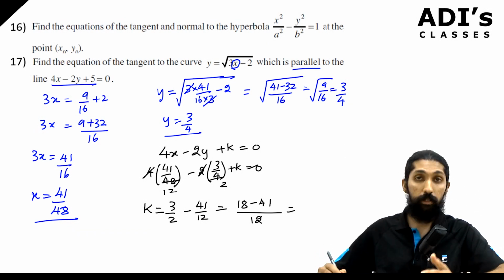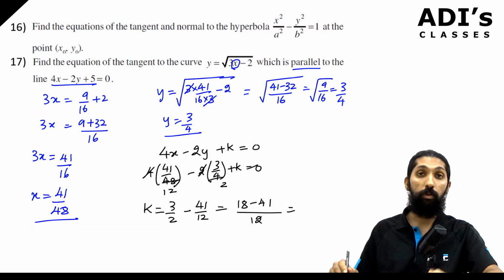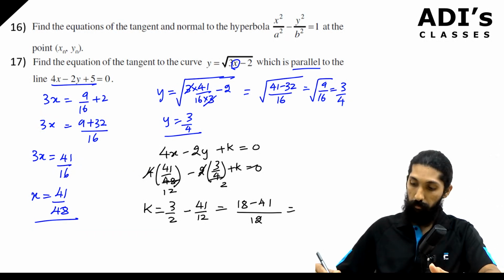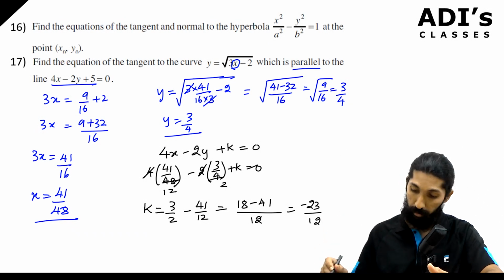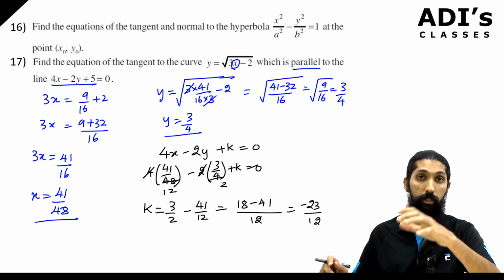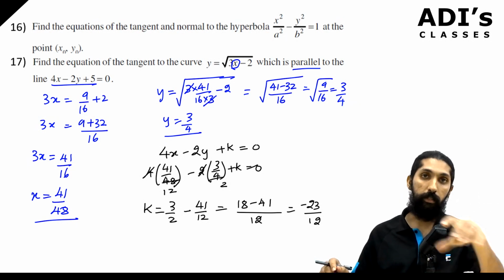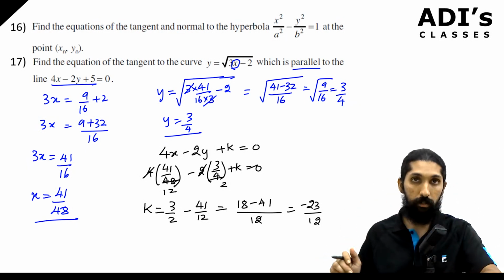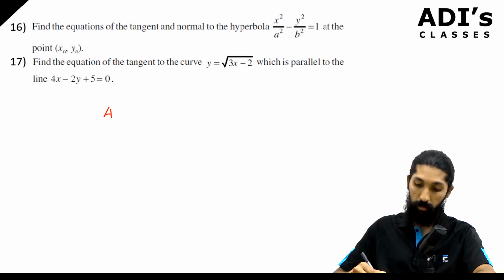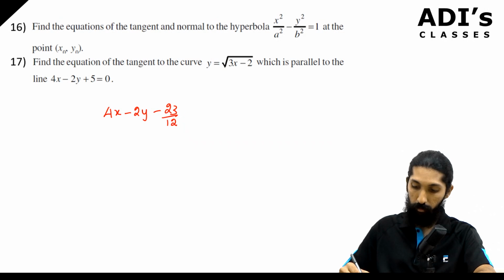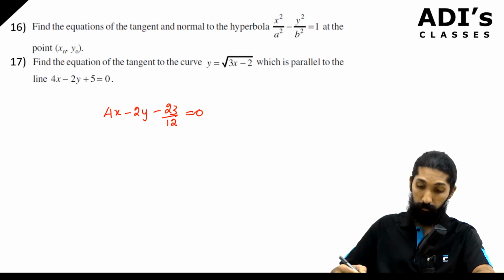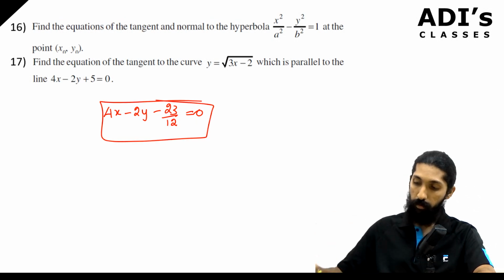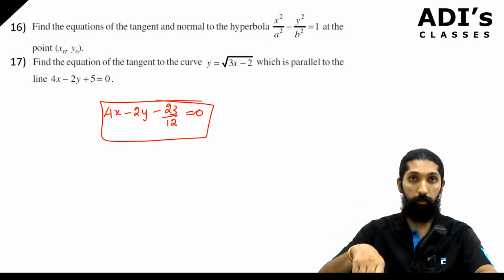So you're going to get the value of k. The value of k is minus 23 divided by 12. We'll substitute these values back in the equation. So the final answer is going to be 4x minus 2y minus 23 by 12 is equal to 0. Basically, the line which is parallel. Understood? This is going to be the final answer to the 17th one.